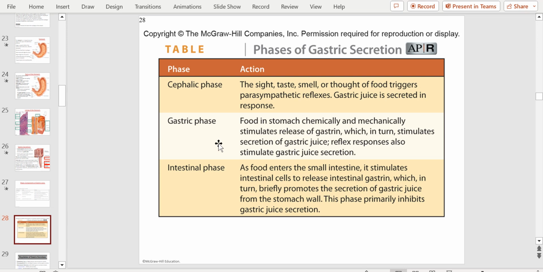Next phase, the gastric phase. Food in the stomach chemically and mechanically stimulates the release of gastrin, which in turn stimulates secretion of gastric juices. Reflex responses also stimulate gastric juice secretion, so now the stomach is involved. Intestinal phase: as the food enters the small intestine, it stimulates the intestinal cells to release intestinal gastrin, which in turn briefly promotes the secretion of gastric juices. Now we're talking intestinal digestion. We'll get there, but these are the three phases: cephalic, gastric, and intestinal phase of digestion.